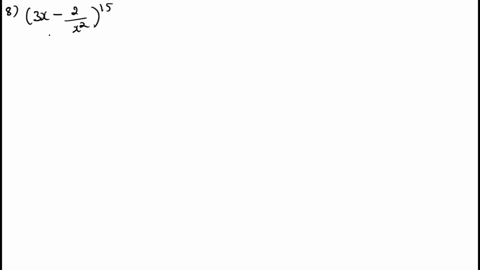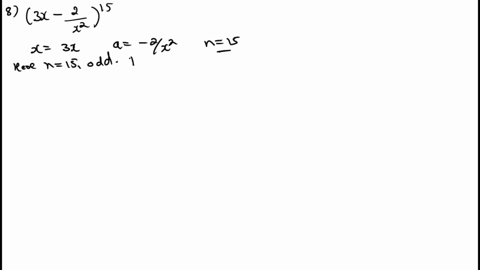See the next question. (3x minus 2 by x square) to the power 15. Here the x value equals 3x, the a value equals minus 2 by x square. a means the second term, you need to take minus also, and index n equals 15. Now here you can see the index n equals 15, this one is odd.